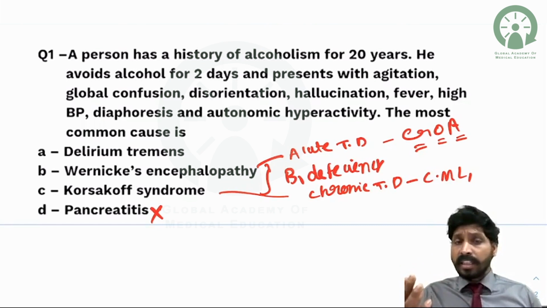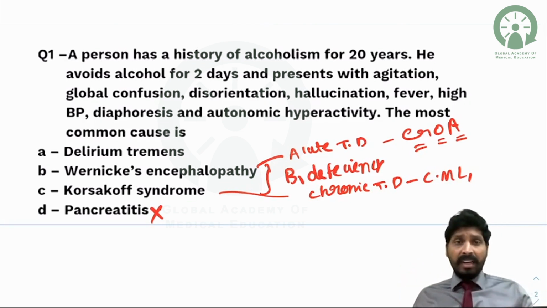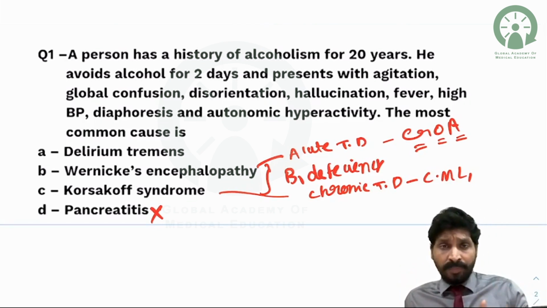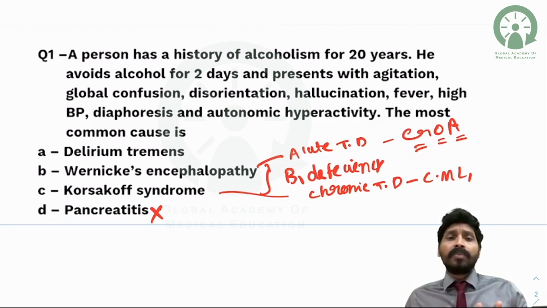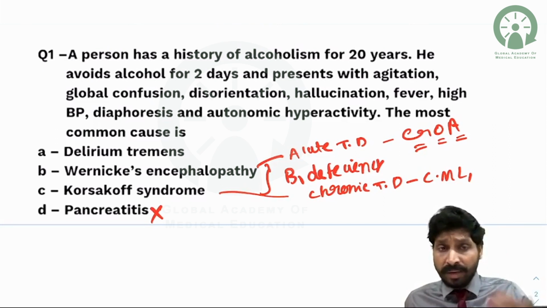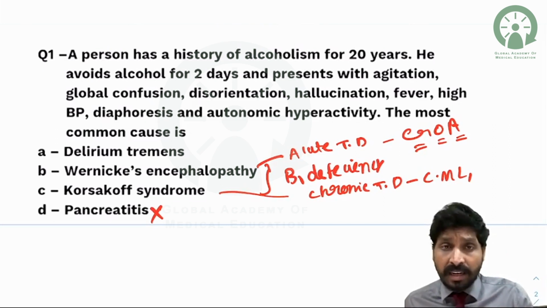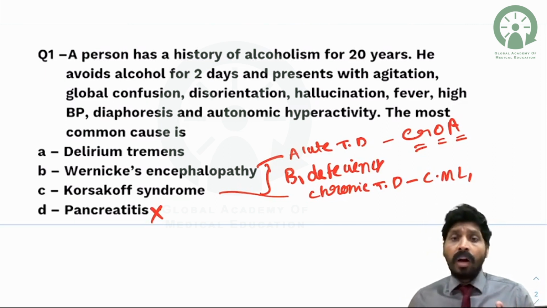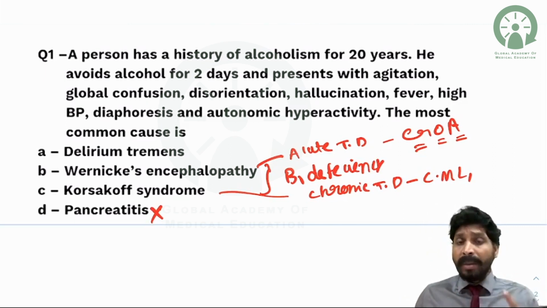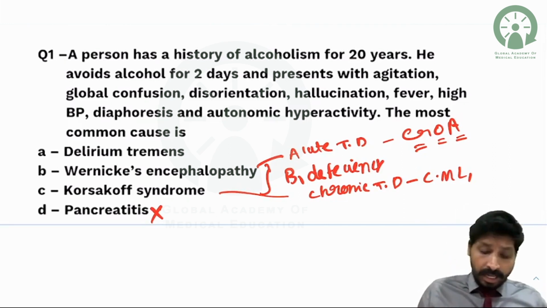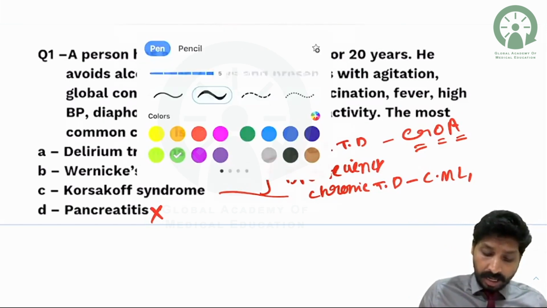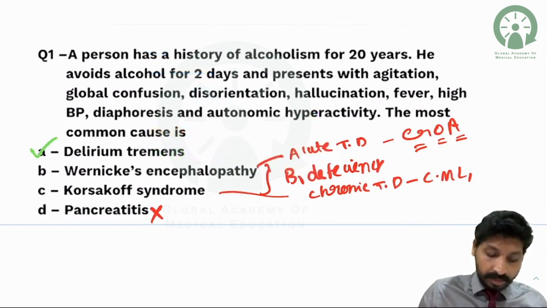In Wernicke encephalopathy, there is no complete memory loss. Here we have only one thing, global confusion. In Wernicke encephalopathy and Korsakoff syndrome, except global confusion, nothing is there. Hallucinations you never get in Wernicke encephalopathy as well as in Korsakoff syndrome. Here hallucination is there, high BP is also there, and autonomic hyperactivity is also there. That means these are the symptoms of alcohol withdrawal syndrome. That is delirium tremens.